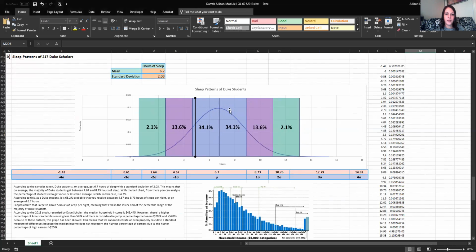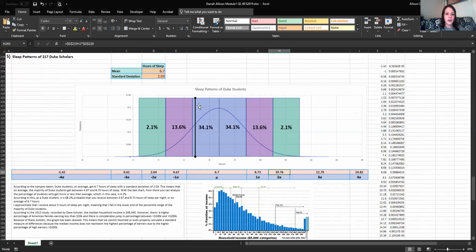And then within this 68.2% of people, not people, Duke scholars, are getting between here 4.67 and 8.73 hours of sleep. By doing these little equations here, we were able to kind of determine these numbers. So it's showing that over here in this second quadrant, I don't know if quadrant's the right word, but you know what I mean, 13.6% are getting 10.76 hours of sleep, and then 2.1% are receiving over 12 hours of sleep, which must be nice.